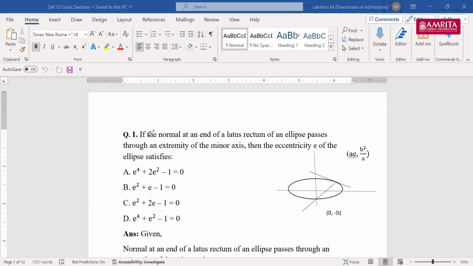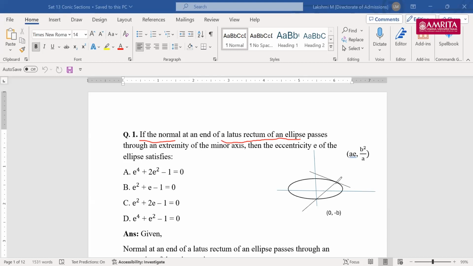So the question number one is: if the normal at the end of a latus rectum of an ellipse passes through the extremity of the minor axis, then the eccentricity e of the ellipse satisfies. If the normal at the end of a latus rectum of an ellipse passes through an extremity of the minor axis, then the eccentricity e of the ellipse satisfies. So we have the basic details. You could just look at this diagram also so that you'll get a basic idea. It passes through the extremity of the minor axis.